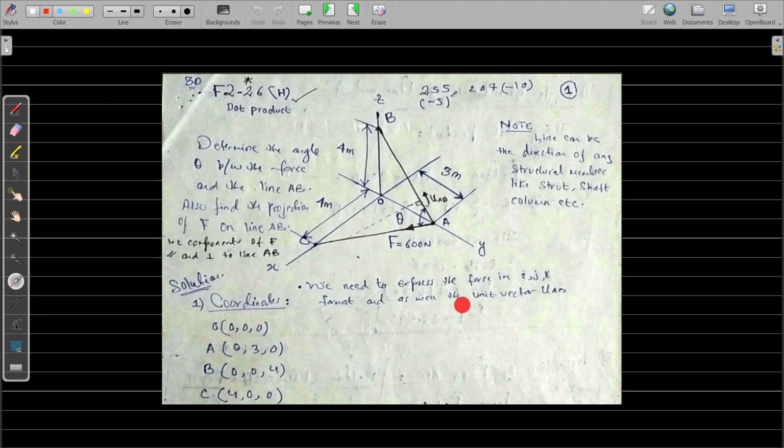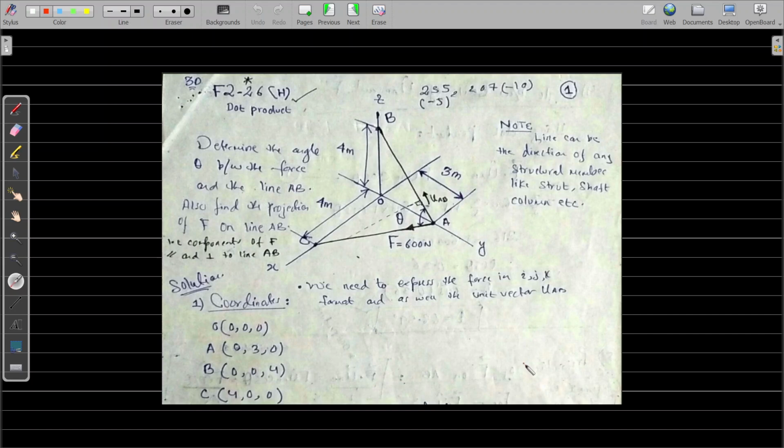We need to express the forces in IJK format as well as in unit vectors. Just to give you a brief approach, you can see this force F is basically in scalar form. But we have the coordinates of A and the coordinates of C, so we can transform this scalar force of 600 Newton into Cartesian vector form. Again, A and B constitute the line AB. We have to take a unit vector on this line AB by taking the position vector AB divided by the magnitude of the vector RAB, which will give you the unit vector AB.